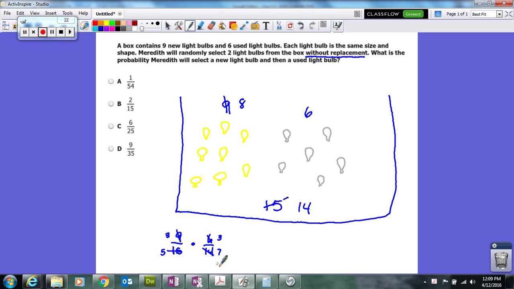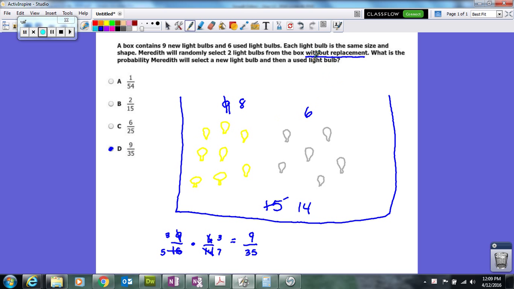Now my math is a little bit easier to deal with. When I multiply my numerators and denominators, they're smaller numbers, so I don't have big numbers to deal with. So 3 times 3, remember when we're multiplying our fractions, we just multiply the top and multiply the bottom. And then 5 times 7 gives me 35. And since 9 and 35 have no common factors, my fraction is in simplest form. So the answer is D.